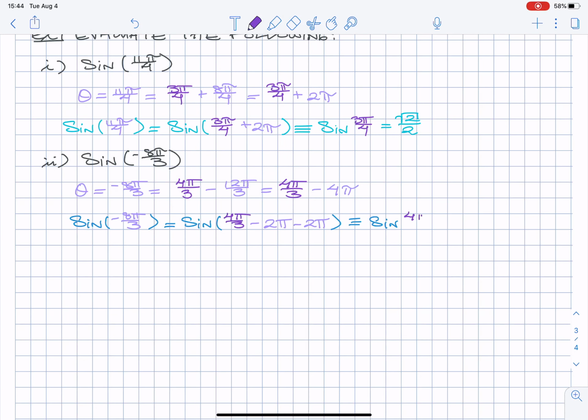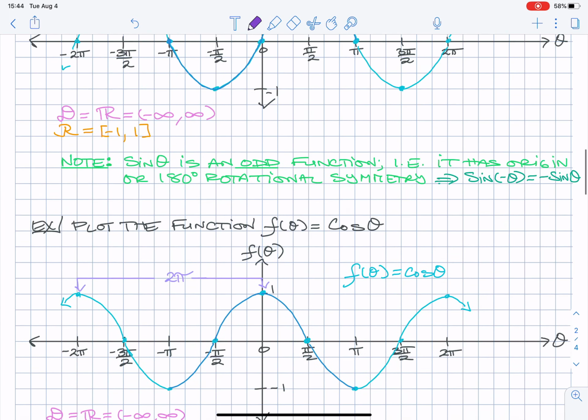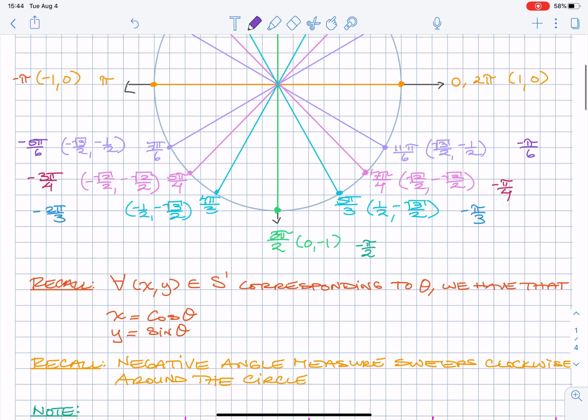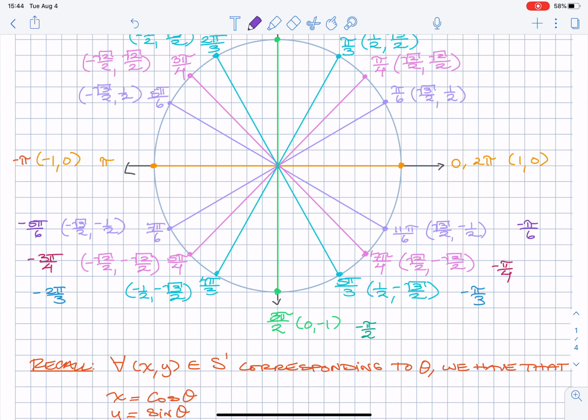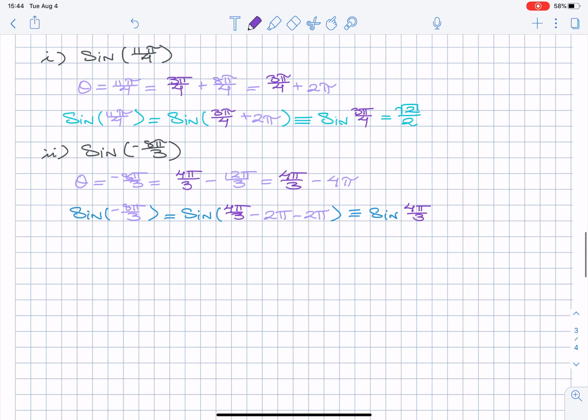So 4 pi over 3, where is 4 pi over 3? Here it is. So I'm in quadrant 3, and sine is the y-coordinate, so that's negative root 3 over 2. Okay, so that will be negative root 3 over 2.